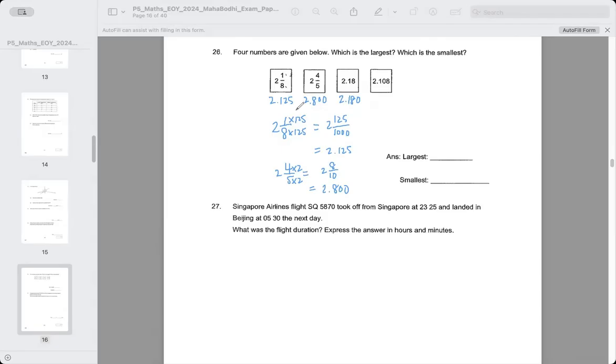I'll just look at the 3 decimal places behind. This is 125, this is 800, this is 180, and this is 108. The largest one will be this 2.800. But remember, please write down your original fraction given, so it's 2 4/5. For the smallest one will be this 2.108. This one is already the original form, so I just write down 2.108.